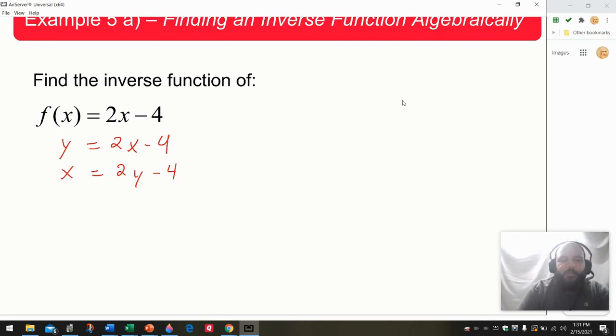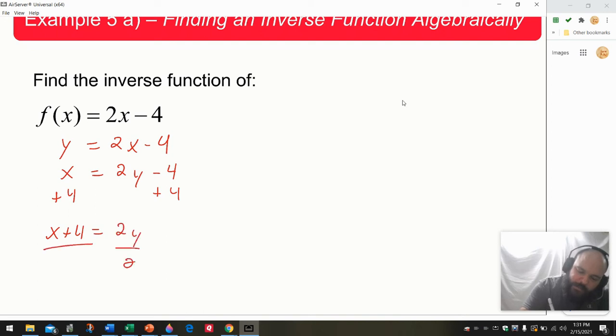And now that I've switched the x and the y, I need to resolve for that y variable. So I'm going to add 4 to both sides. So I get x plus 4 equals 2y. And then I'm going to divide both sides by 2. And I'm going to get y equals (x plus 4) over 2.